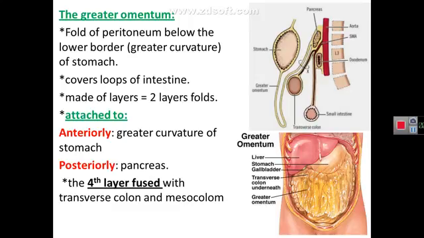Starting with the greater omentum. You know what the greater omentum is? It is the fold below the stomach. Above the stomach is the lesser omentum. The greater omentum is the fold below the lower border of the stomach. This lower border of the stomach is called the greater curvature of the stomach. And as you can see, it covers the intestine, and it is made of 2 layers that are folded, therefore it is made of 4 layers.